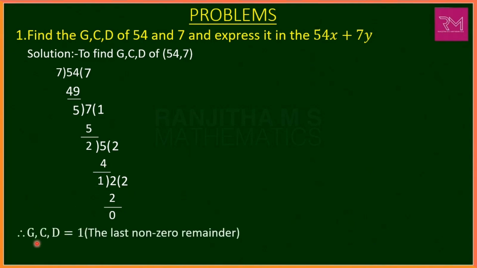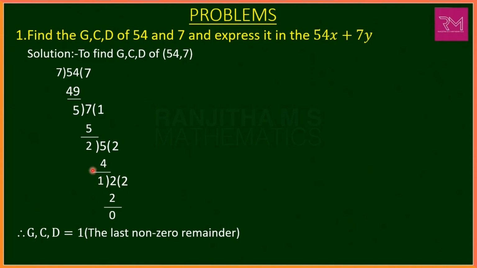So we can conclude that the GCD of 54 and 7 is 1. Therefore, GCD is equal to 1. This is because of the last non-zero remainder. Here, the division method ends if we get a value of remainder as 0. Here, 5 is a remainder, 2 is a remainder, 1 is a remainder, and 0 is a remainder. But the last non-zero remainder, previous to this 0 value, is 1. So we can conclude the GCD of 54 and 7 is 1.